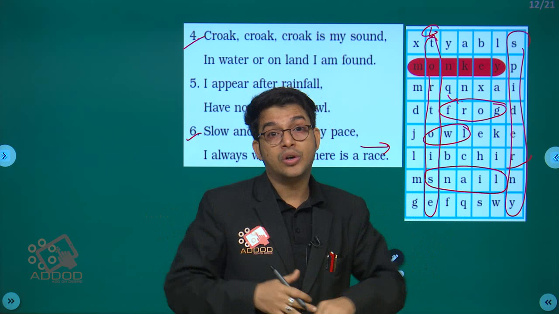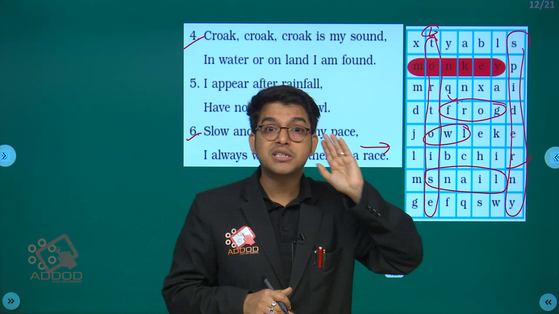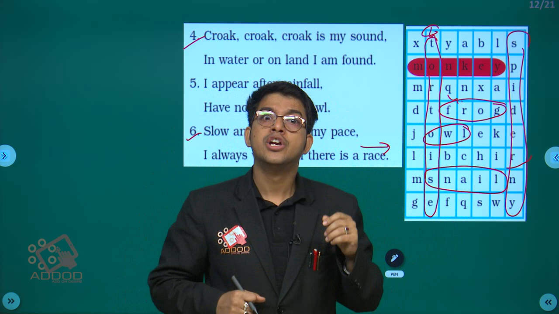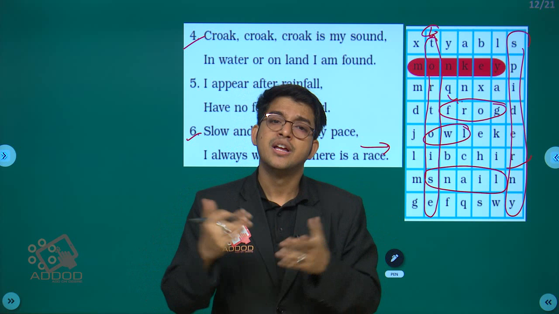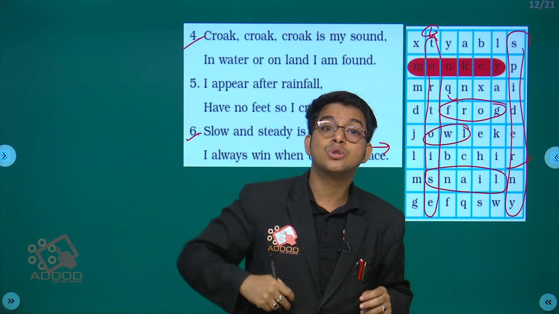Now, after some time, when the rabbit heard the people and the animals shouting, hey, hey, he woke up and thought maybe the tortoise was about to reach. He ran so fast, but the moment he reached near the river, he saw that the tortoise had already reached there. Even though he walked so slowly, because he walked slowly but continuously.